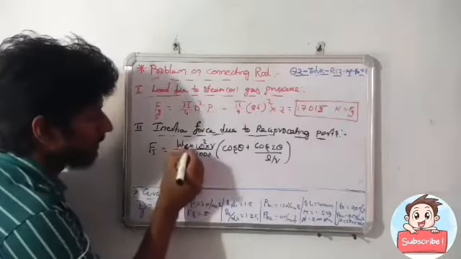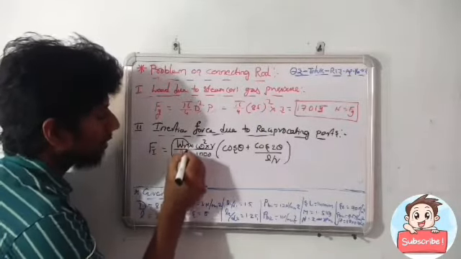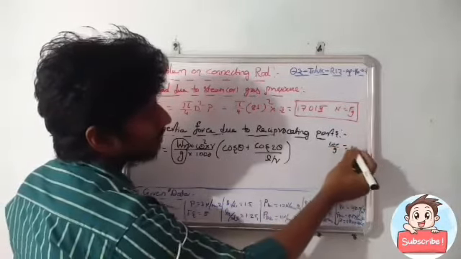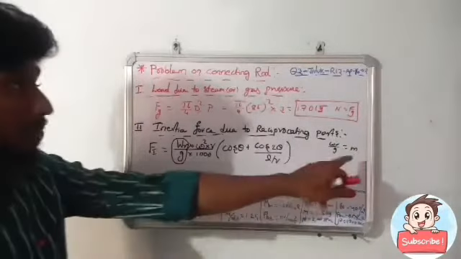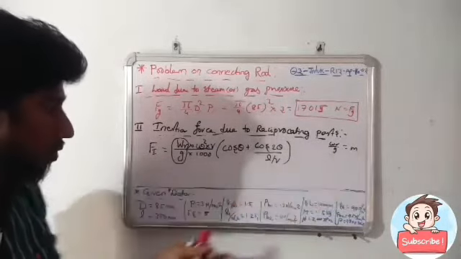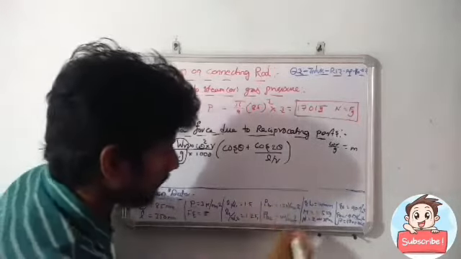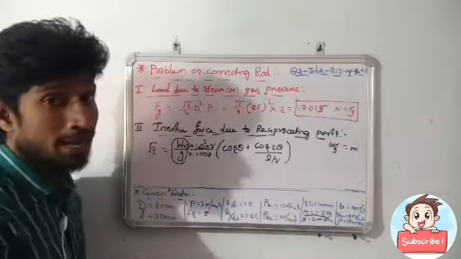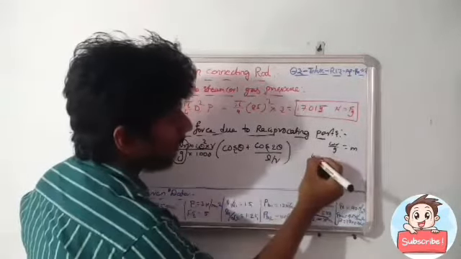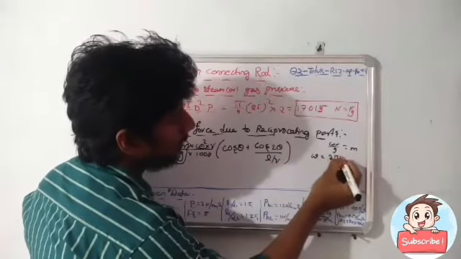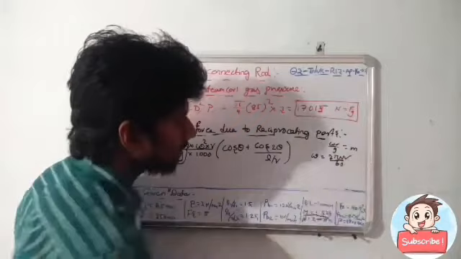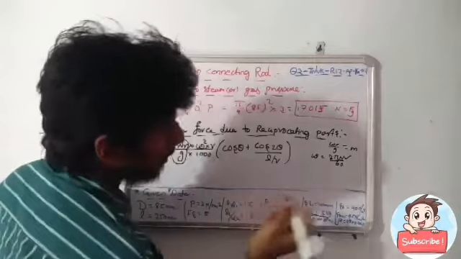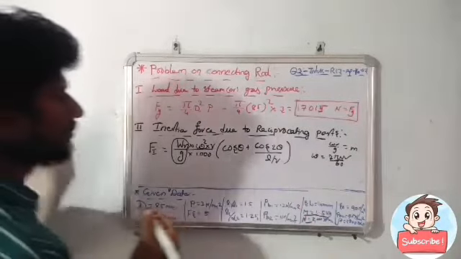So let's see these terms. Weight by gravity, we know very well, is equal to the mass of the reciprocating parts. That mass is also provided in the given data. And here omega is the angular velocity. So how do we get the omega? Omega equal to 2 pi n by 60. Here n is the speed of the crank, or maybe the speed of the engine, provided here. By substituting that n, we get the omega value.